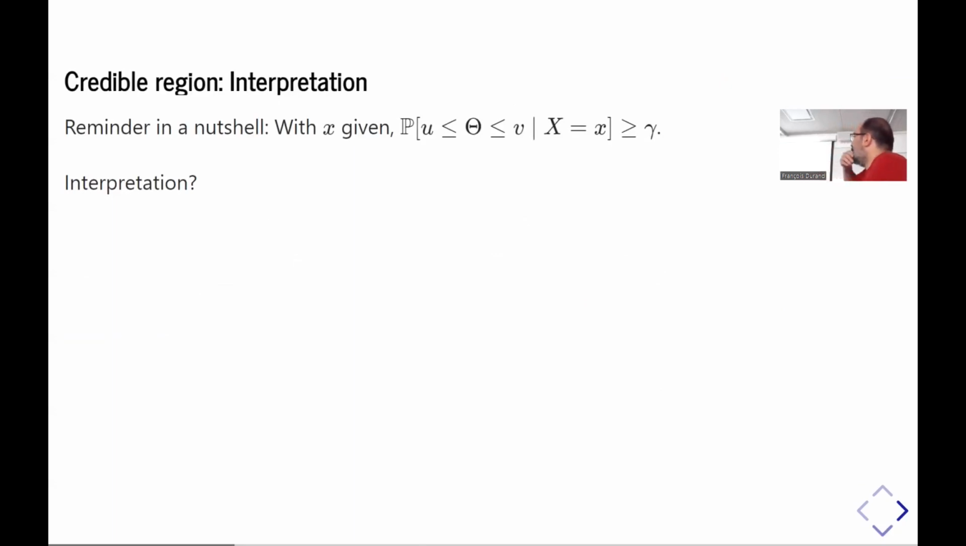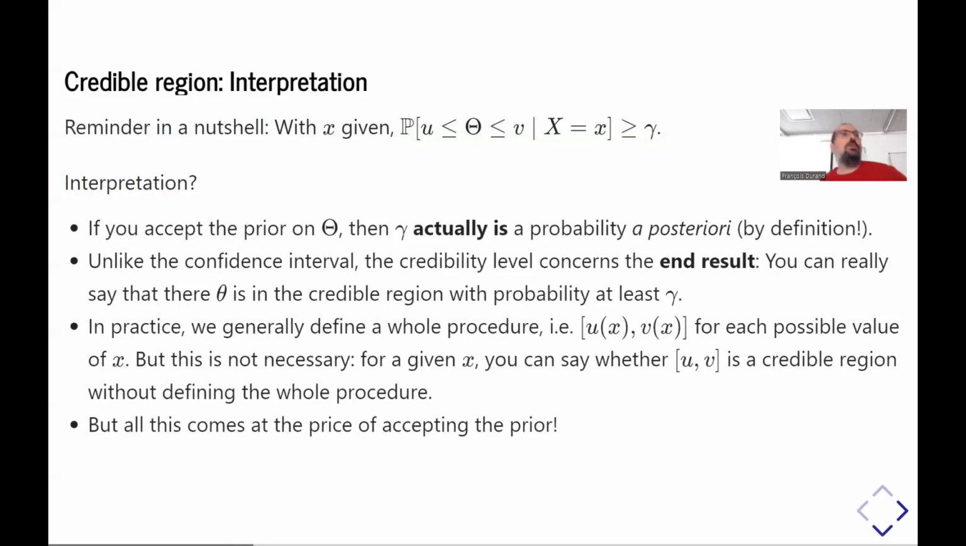So here, in a nutshell, with X given, the posterior probability that theta falls into the credible region is at least gamma. And for the interpretation, it is essentially what we have just discussed: if you accept the prior on theta, and that's a big assumption, then gamma actually is a probability. It's a probability a posteriori. By definition, it is a posterior probability. And unlike the confidence interval, it concerns the end result.